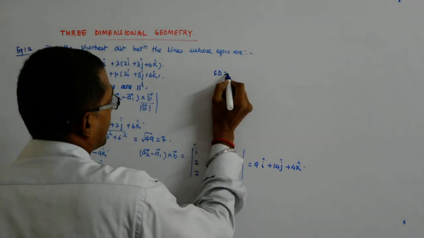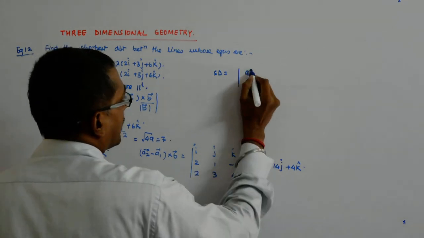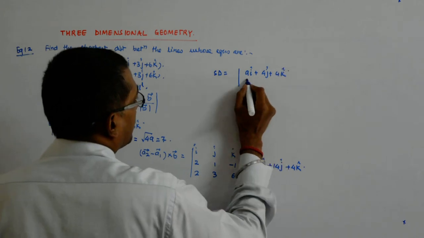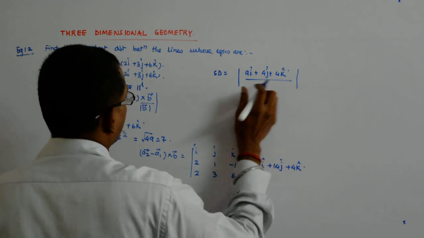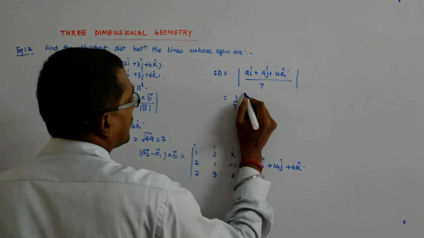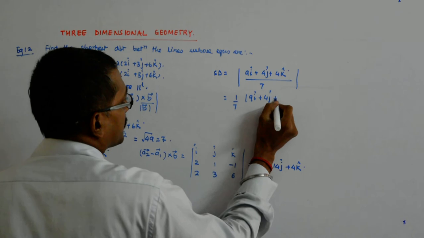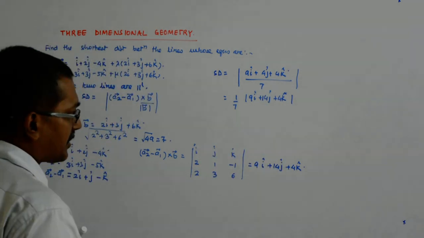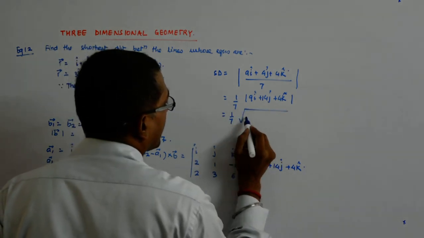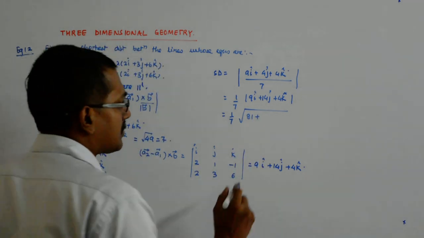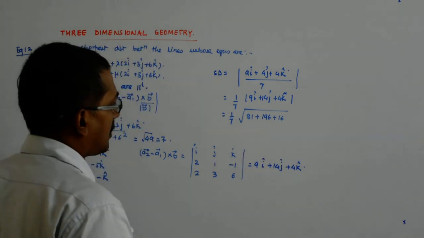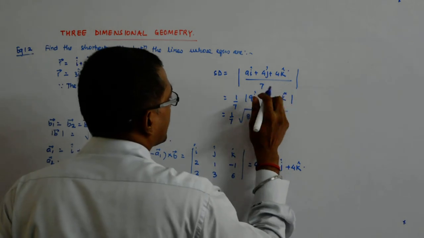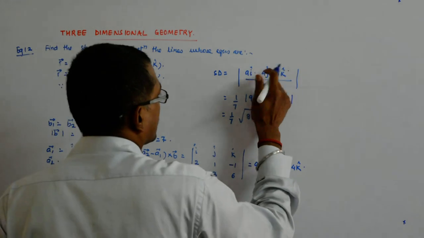So I put it here: SD is equal to 9 i cap plus 4 j cap plus 4 k cap upon 7, which gives me 1 upon 7 and mod of this, right? That was 4 j? No, 14 j cap plus 4 k cap. Now that is equal to 1 upon 7 root over 81 plus 14 squared, which is 196. Oh, yes, this is minus 14, but luckily it does not affect it.